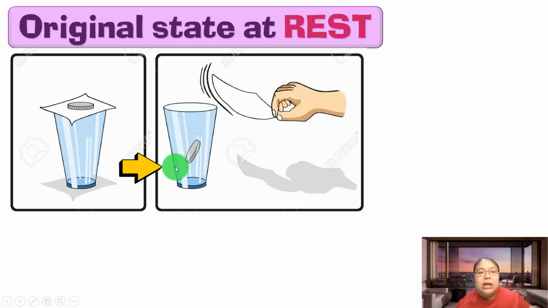If you pull slowly, the coin has enough time to change its situation. Just now it was not enough time because you were too fast. If you move slowly, the coin has enough time, and after that it will move together with the cardboard, so it does not drop inside the glass. Now we are going to see the explanation.